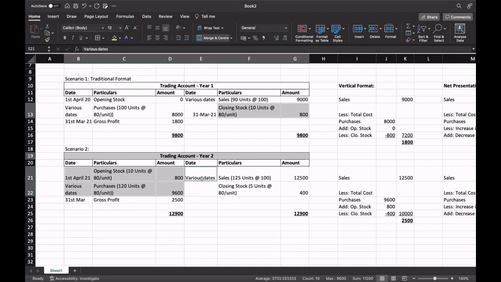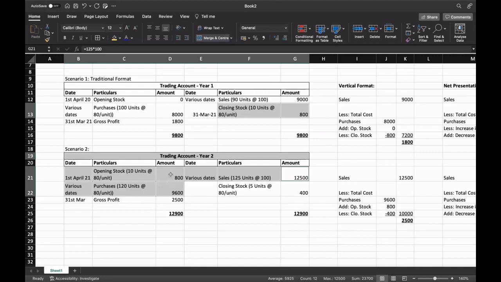And on various dates sales are happening. Let's say around 125 units are sold at the rate of 100. Now look at here carefully. 10 plus 120, 130 units are there, of which 125 units are sold, and it is sold at the price of 100. So the sale price is 12,500. Now how to arrive at the profit? See, we know 800 plus 9,600, that is 10,400 is the cost, and the sale price is 12,500. But we cannot compare 10,400 with 12,500 because 10,400 is for 130 units. 12,500 is for 125 units only.